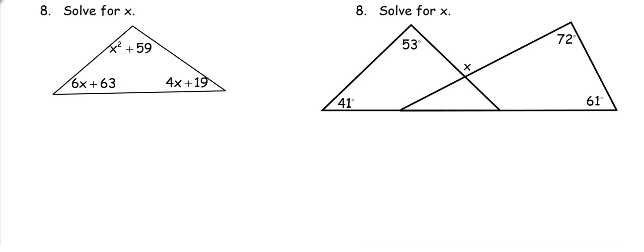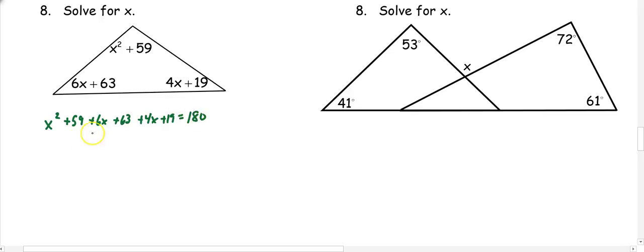So number 8, solve for x. Again, we're going to add all of these angles together and set them equal to 180, the triangle sum. So x squared plus 59 plus 6x plus 63 plus 4x plus 19 equals 180. When I combine like terms, I get x squared plus 10x, plus 59 plus 63 plus 19, so plus 141, is equal to 180.